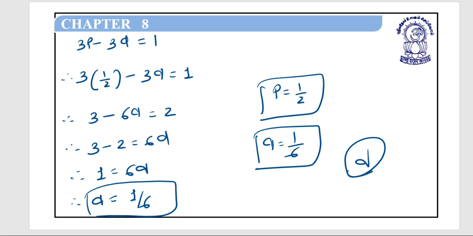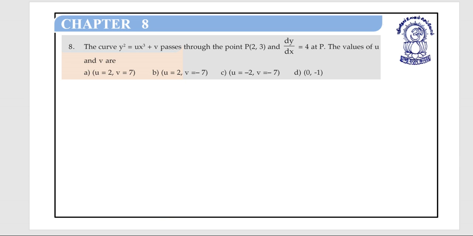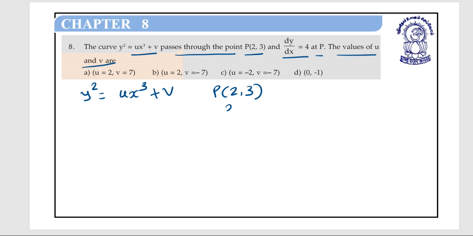Okay. Now move to the next question. Question number 8. The curve y square is equal to ux cube plus v passes through the point P(2, 3). dy by dx is equal to 4 at P. The value of u and v are. Here point is given, y square is equal to ux cube plus v is given, point P (2, 3), x comma y.